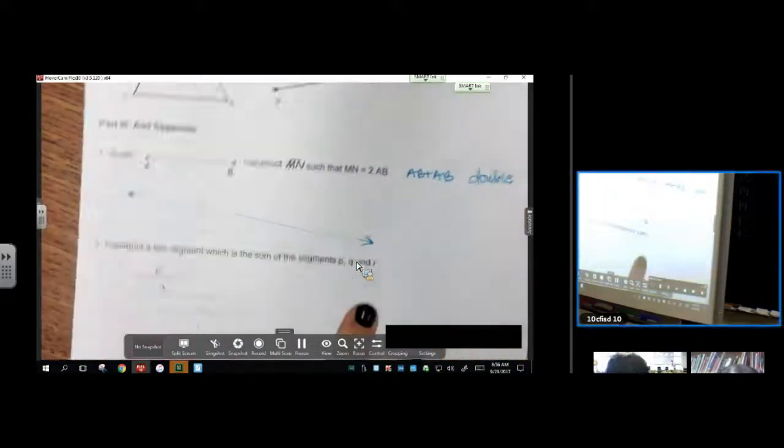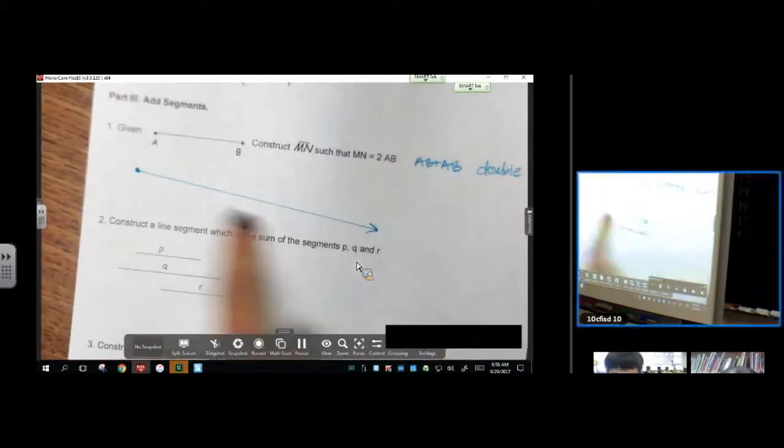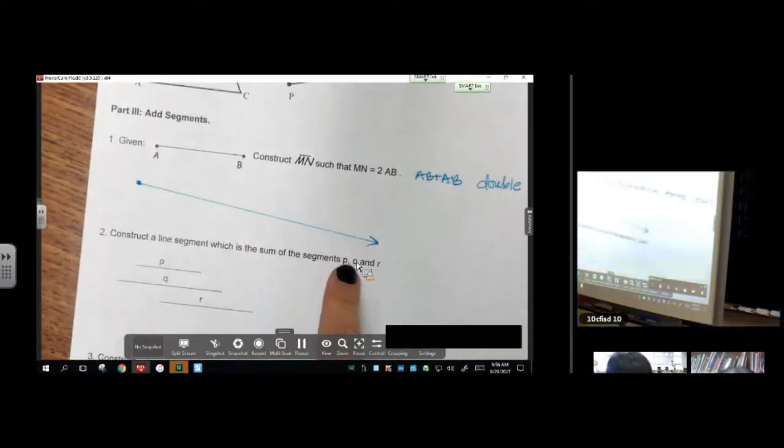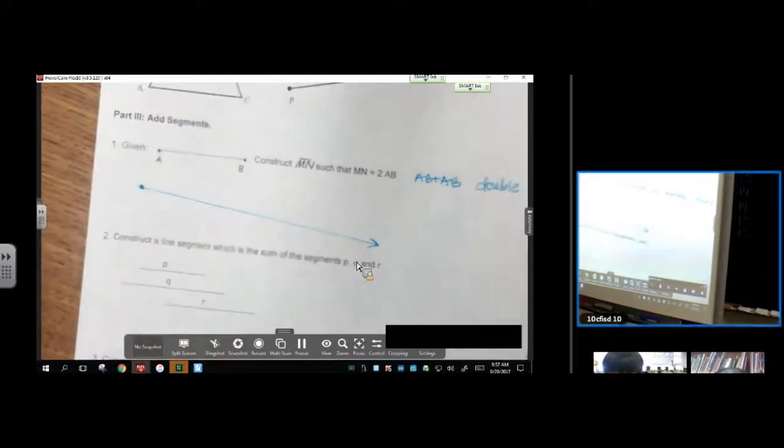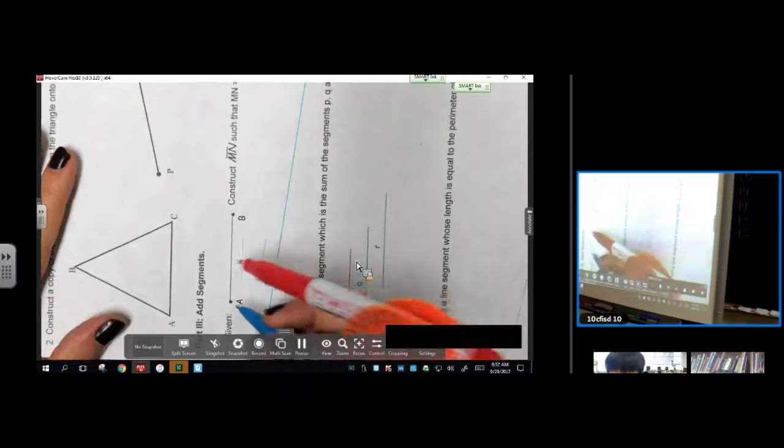So if they don't give you a starting point, you need to put one there yourself. That's not your answer, that's just where you're going to place your answer. That's like the answer blank. Okay, so I'm going to double AB. I'm going to add AB to AB.